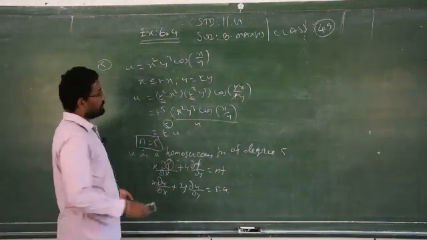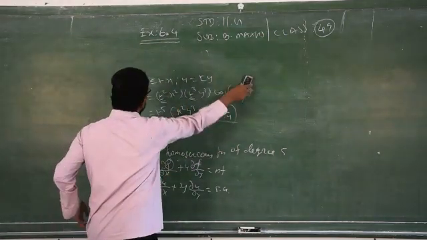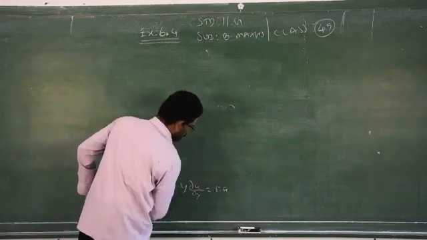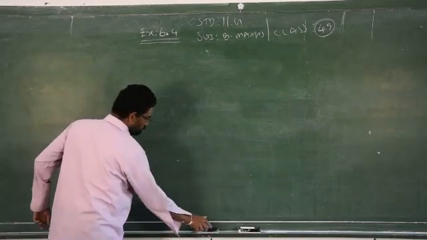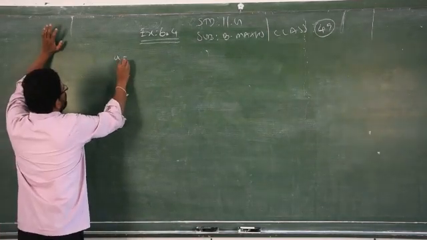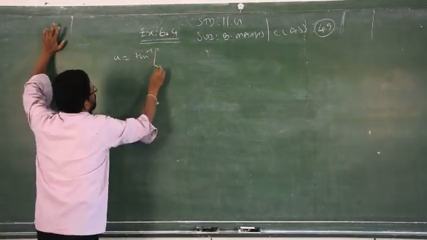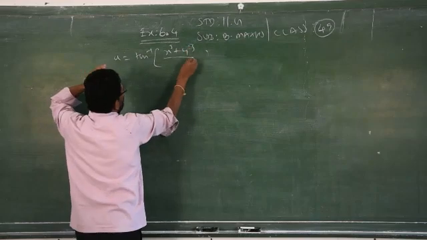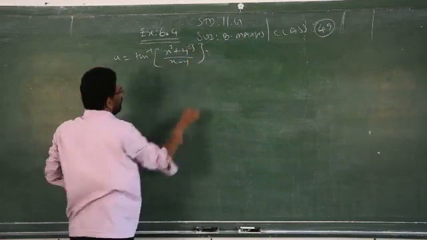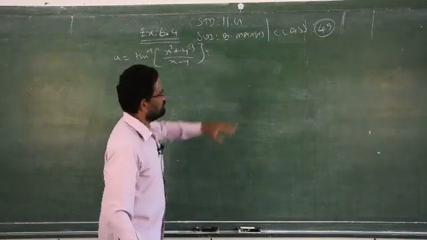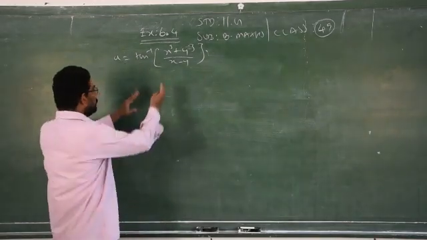It is not given in the exercise, but you have to keep it in your mind how to prove that one. Clear? So that is, it is not given. So for example, u is equal to tan inverse of (x cube plus y cube) by (x minus y). By using Euler's theorem, prove that, they will give some conditions. Clear? But I will explain how to execute.